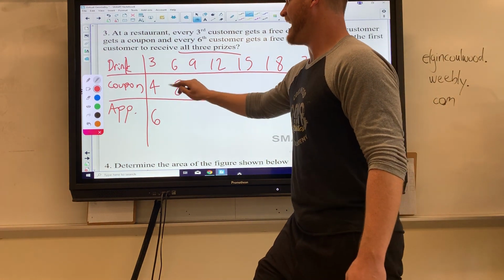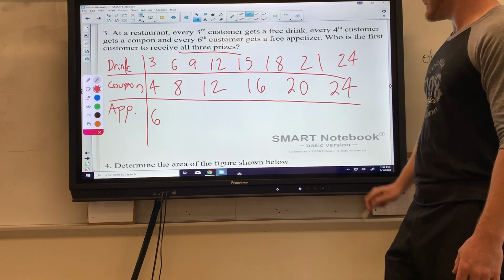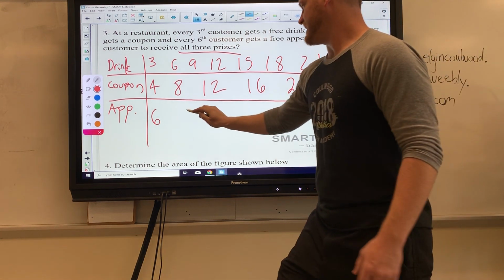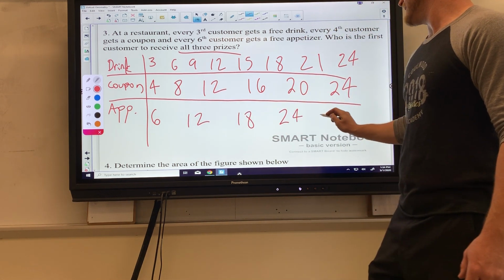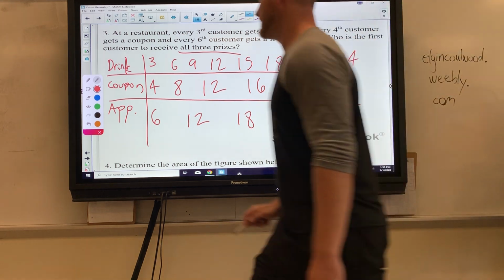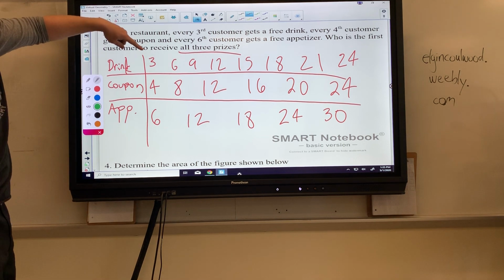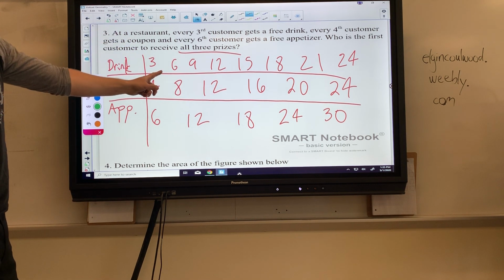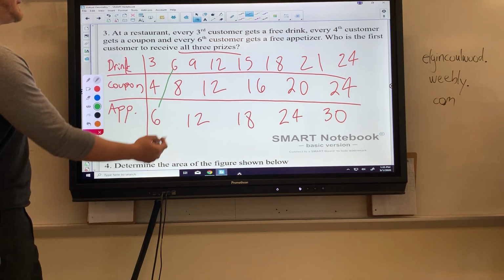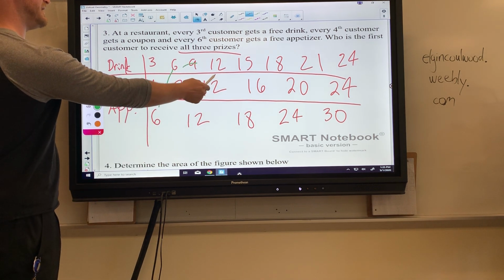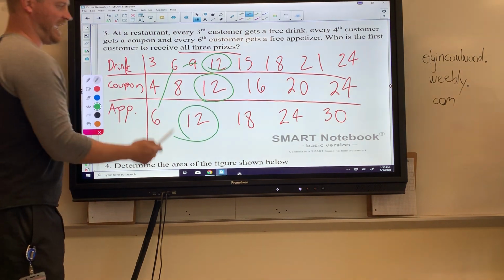Coupon, the 4th person, the 8th person, the 12th, 16th, 20th, 24th. And appetizers are going to be 6, 12, 18, 24, 30, so on and so forth. So it's as if the first person to get all three, the third person just gets a drink, the sixth person gets both a drink and an appetizer, the ninth person just getting a drink, the 12th person though gets a drink, a coupon, and an appetizer.